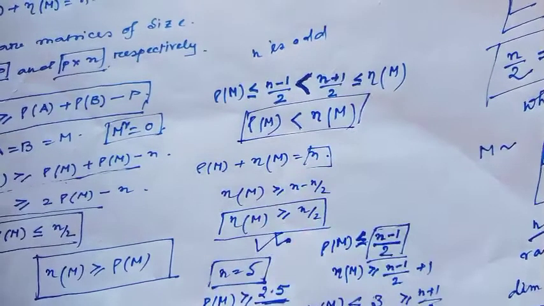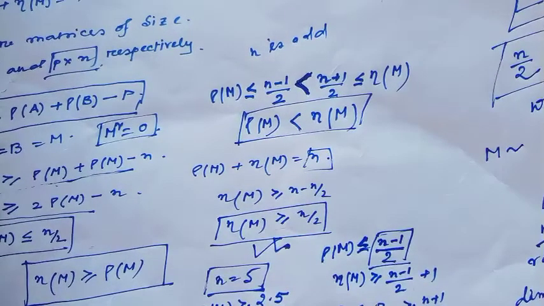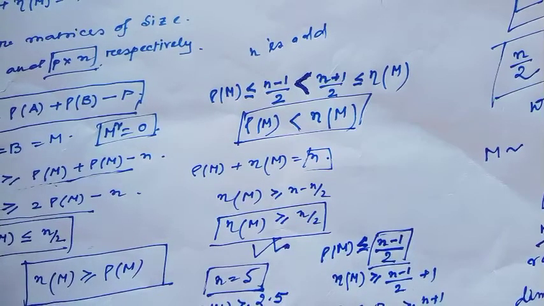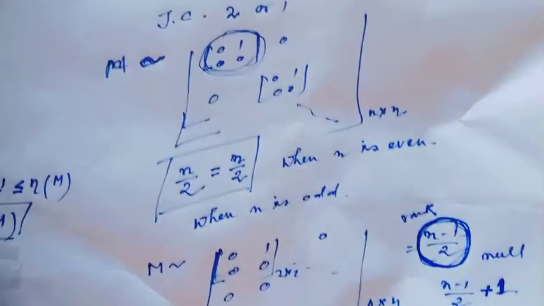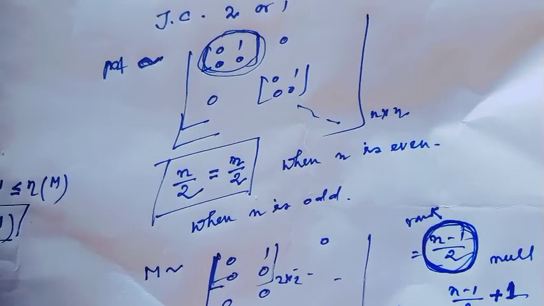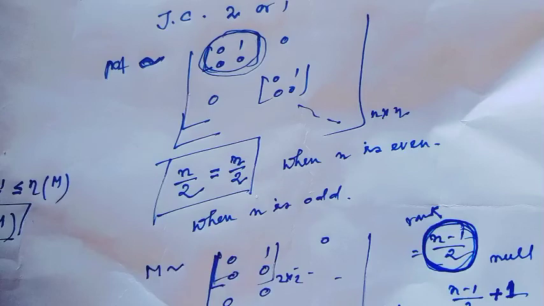Are you getting this? When n is an odd number, why is the rank of the matrix always strictly less than the nullity of this matrix? This is another way, and this is also another way. I think this way is very easy and very conceptual. Okay?